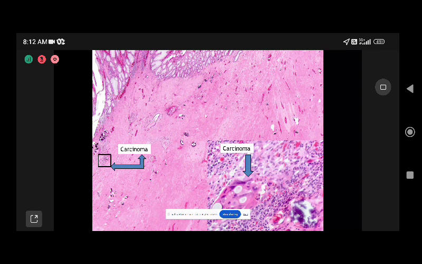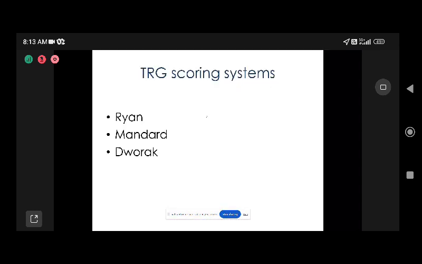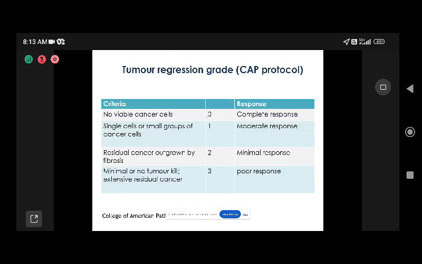So this is one of the reasons how the tumor shrinks after radiation or post-neoadjuvant. It can be in the form of a lot of fibrosis, and it can also be in the form of a lot of extracellular mucin. So there are various scoring systems. There is the Ryan system, there is Mandard, Duarte. The Ryan system is adopted by the CAP. And basically what we see is whether there is more tumor left or more fibrosis, and whether there is a complete response. So if there are no viable cancer cells, that is a complete response. If there are single and small groups of cancer cells, that's a moderate response, or grade 1.